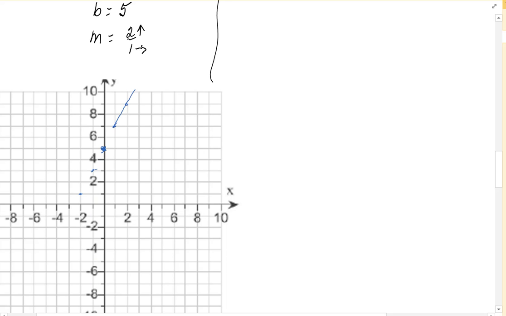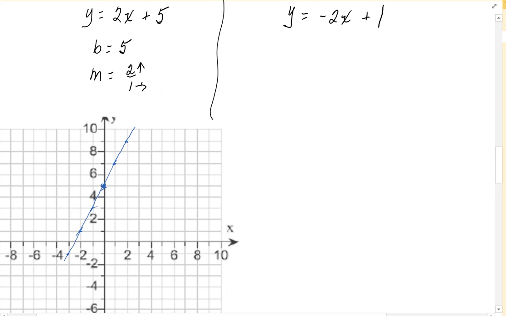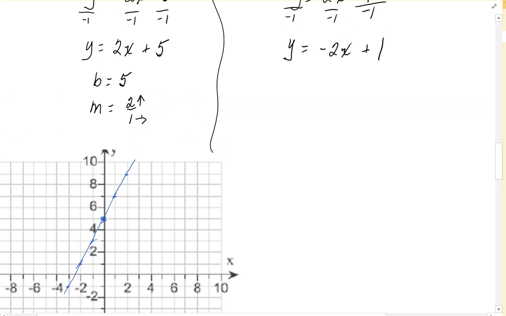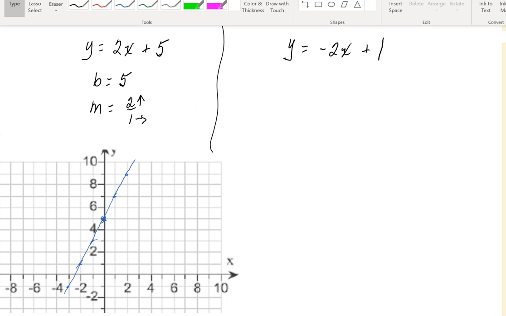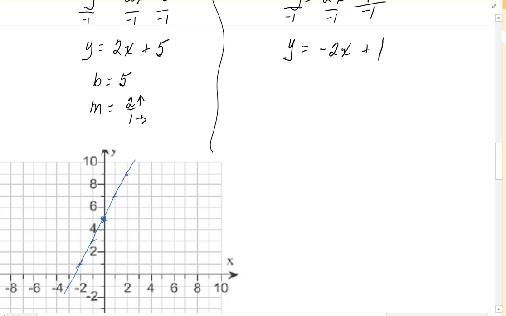And so mine, I am hand connecting these. That is a terrible method. Don't do that. But that's your blue line. Your second one, let's see, I didn't finish this. The B value is 1 on the y-axis.